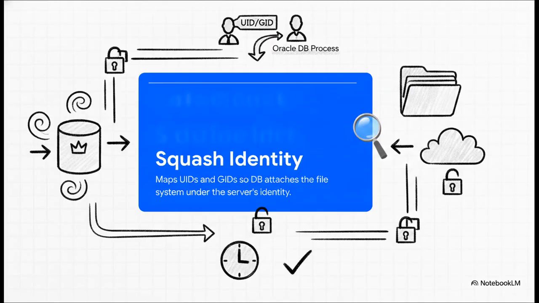To make this translation seamless, OCI file storage has this brilliant feature called squash identity. Because ADB strictly operates under the Oracle database server process, you use squash identity to force the target mount to respect those exact permissions. It basically maps incoming connections to a specific UID and GID, so when the database writes a file, it gets stamped with the right ownership, and when the compute node asks for it, access is instantly granted.